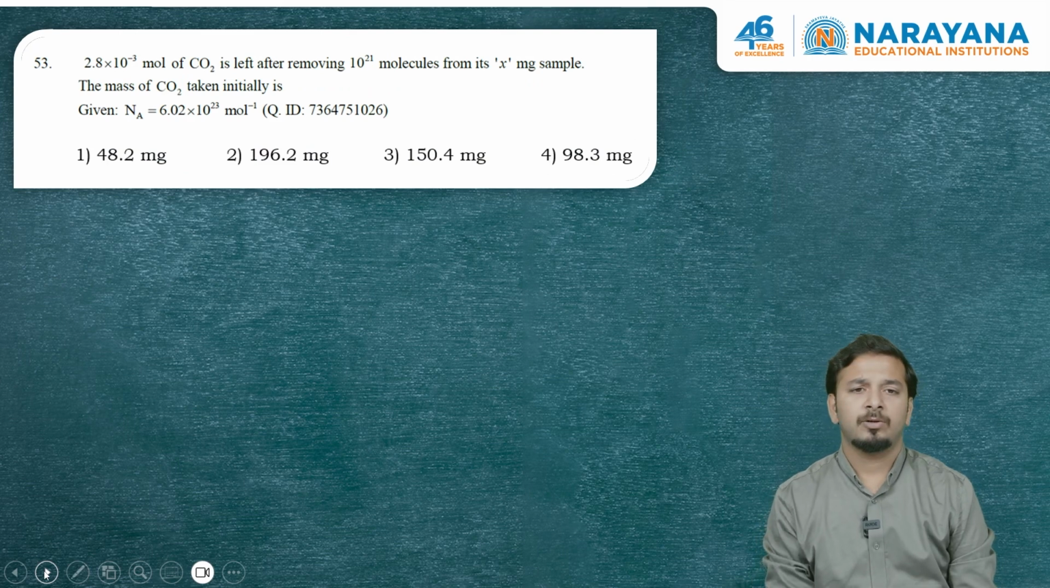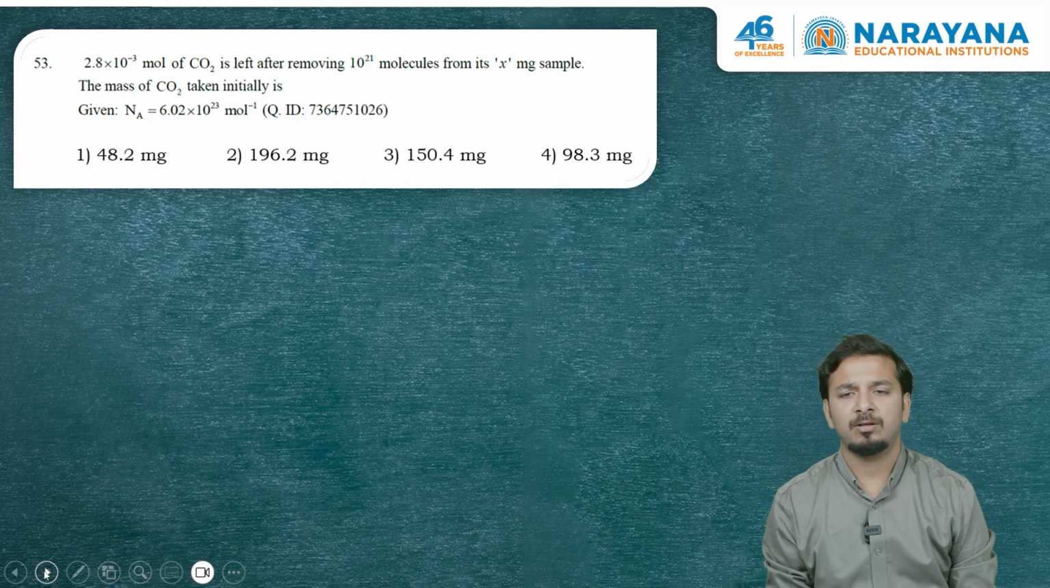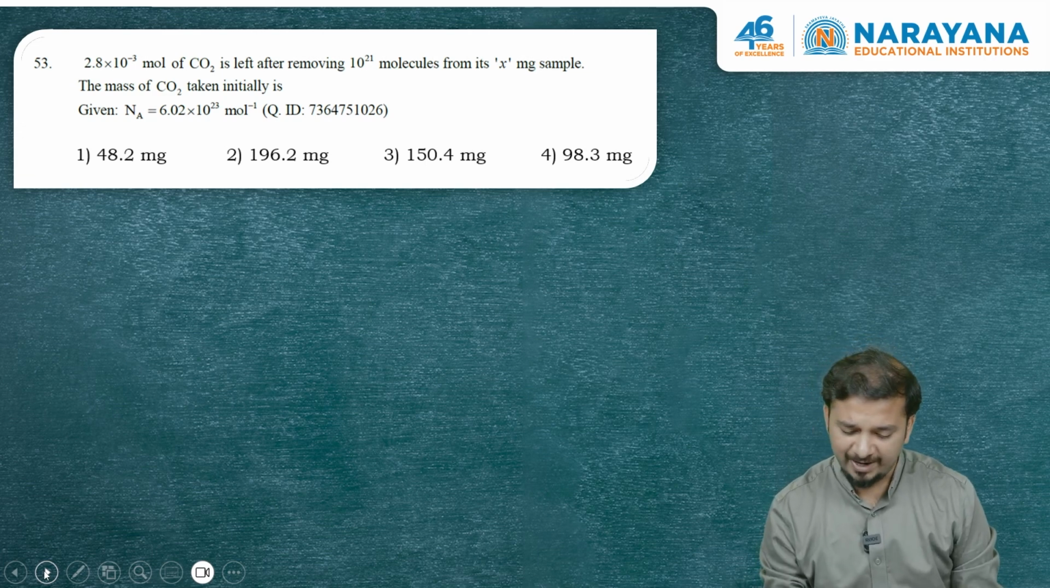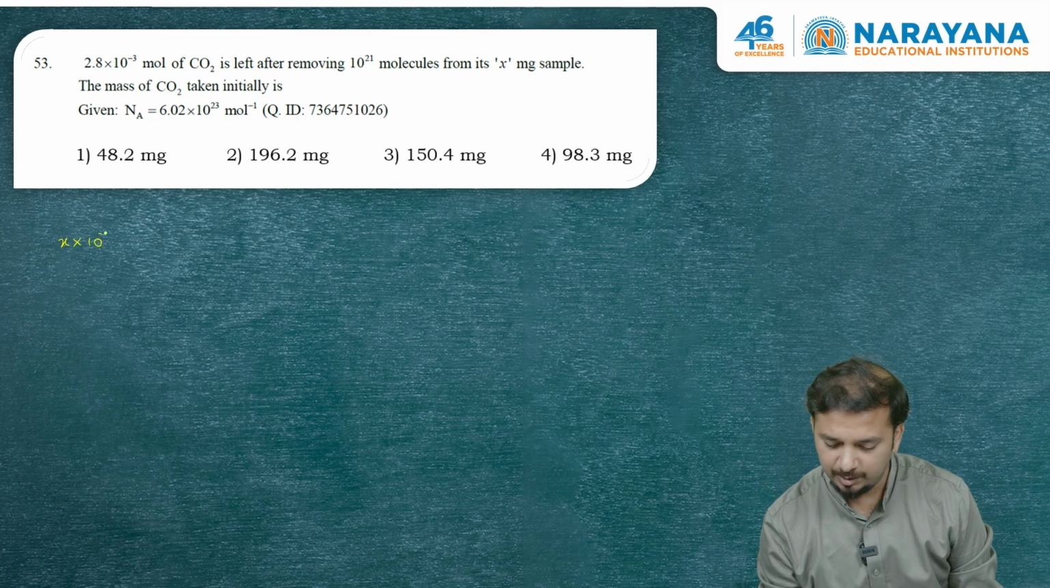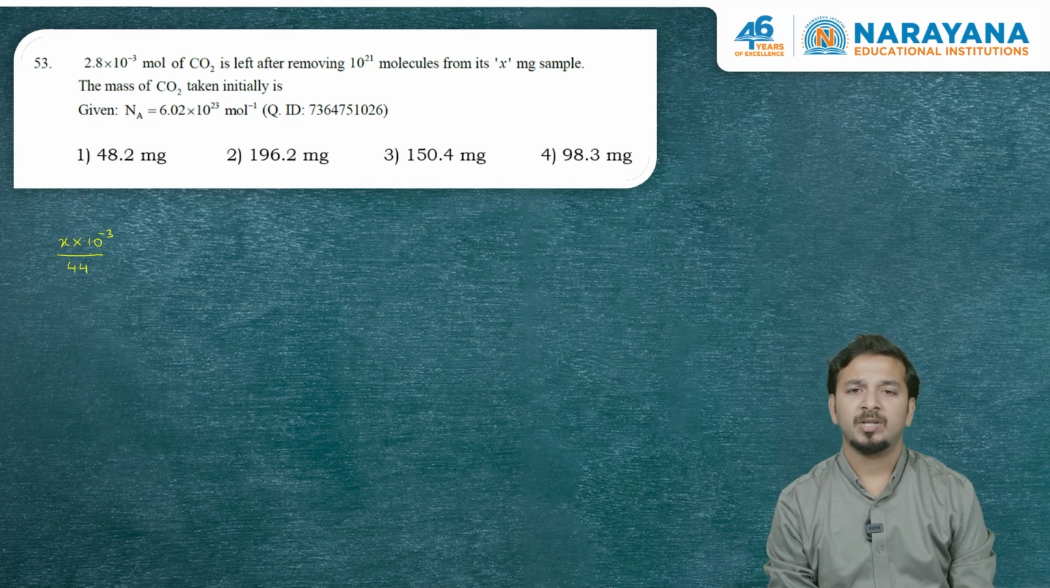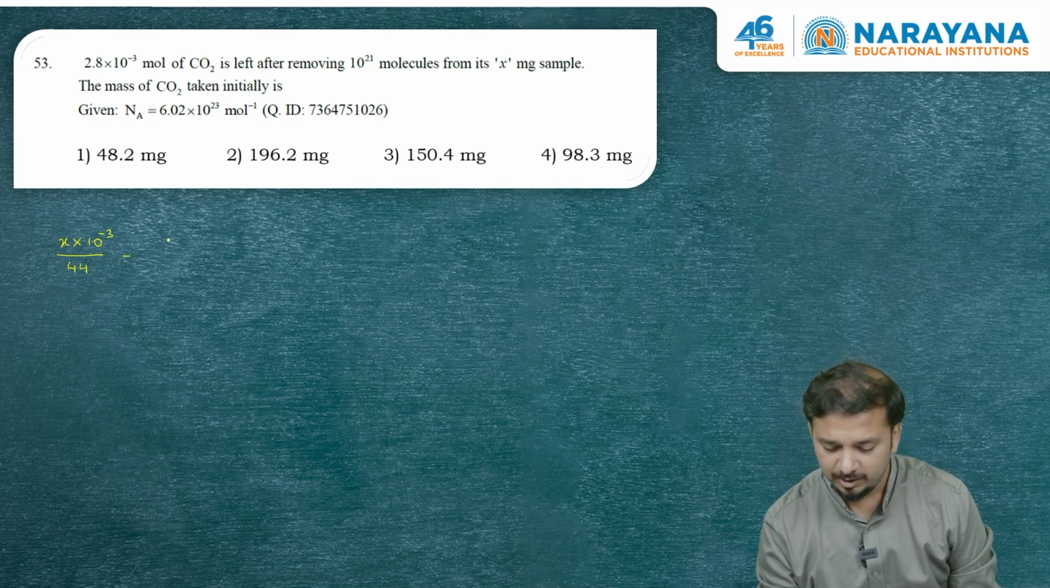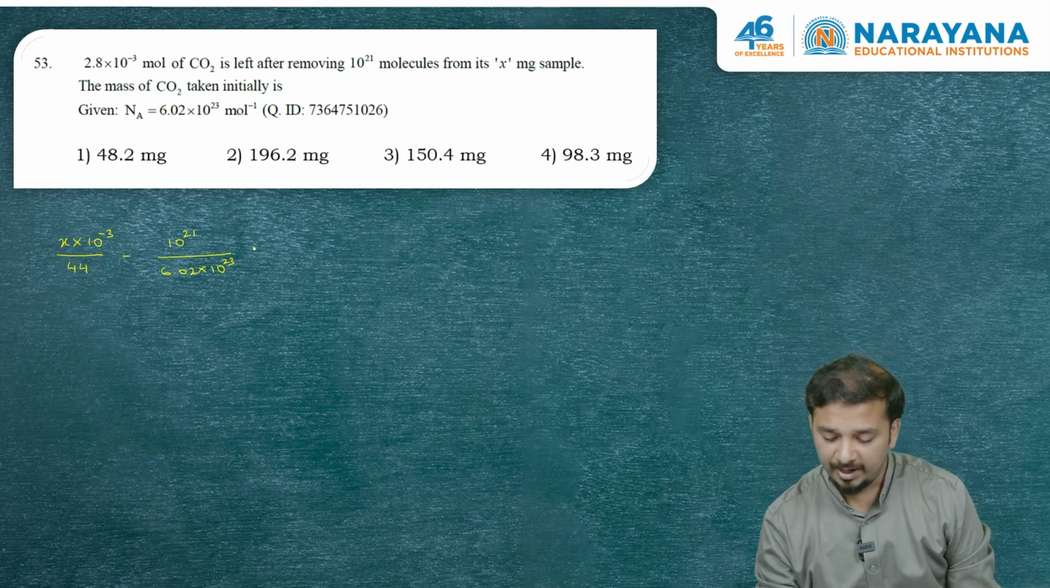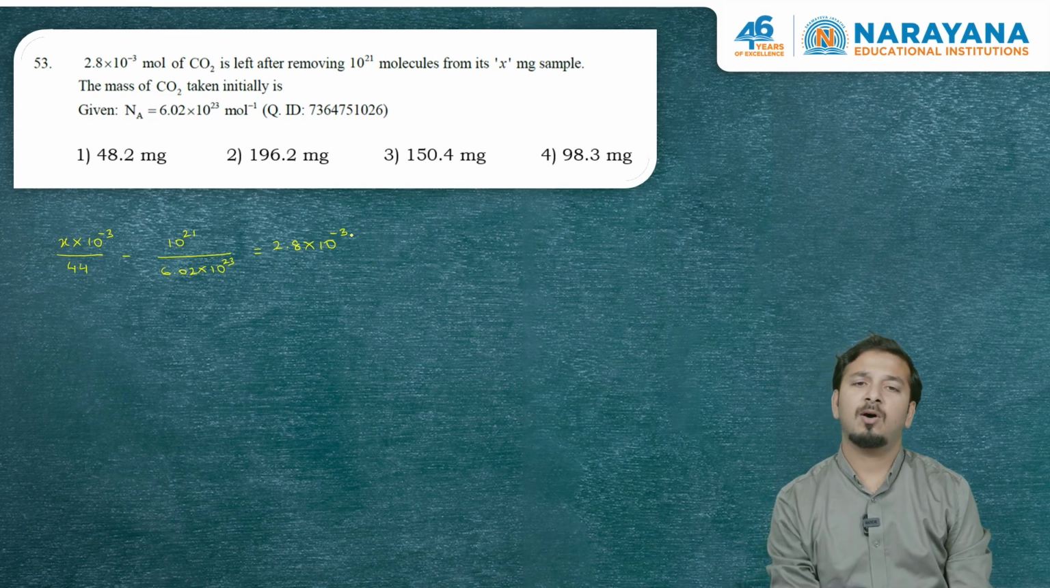Moving to the next question. The question is: 2.8 into 10 raised to the power minus 3 mole of CO2 is left after removing 10 to the power 21 molecules from its x milligram sample. The mass of CO2 taken initially is. So let's say we are having x milligram, it means x into 10 to the power minus 3 by 44 moles of CO2 was present initially, and from this we are removing 10 raised to the power 21 divided by 6.02 into 10 raised to the power 23 moles of CO2, and after removal of this they are saying that 2.8 into 10 raised to the power minus 3 moles of CO2 is left.